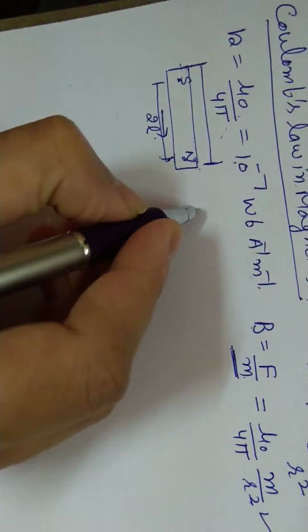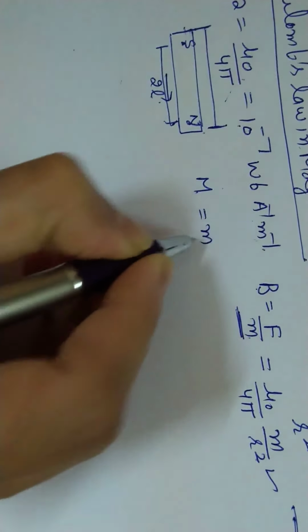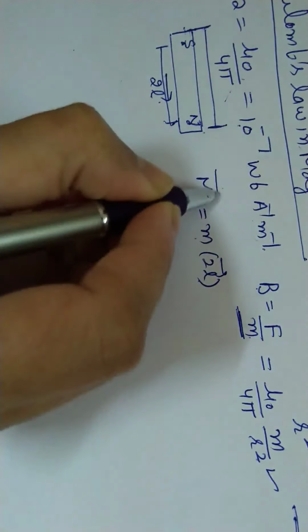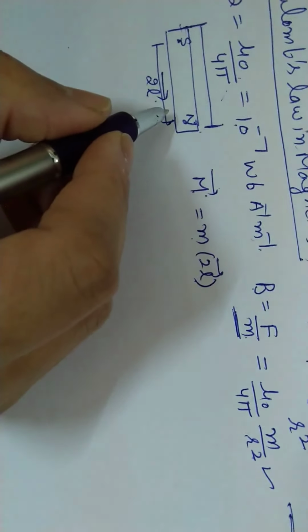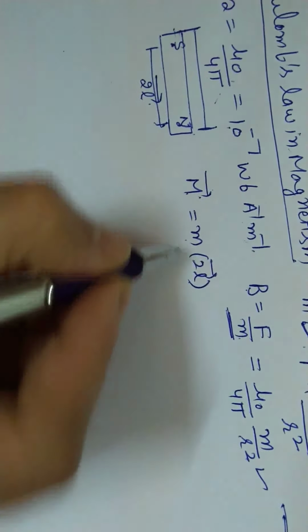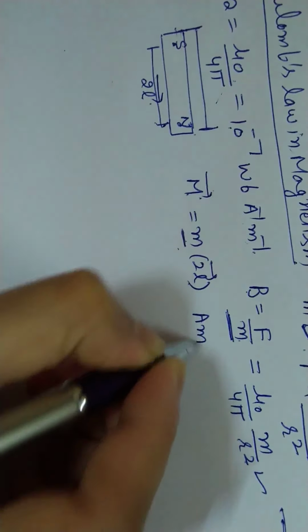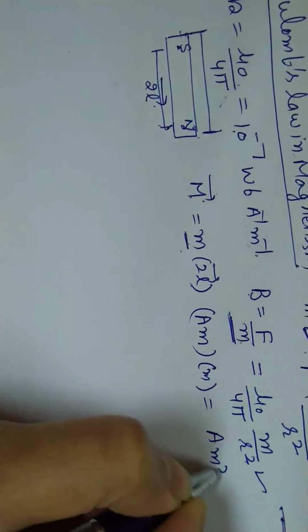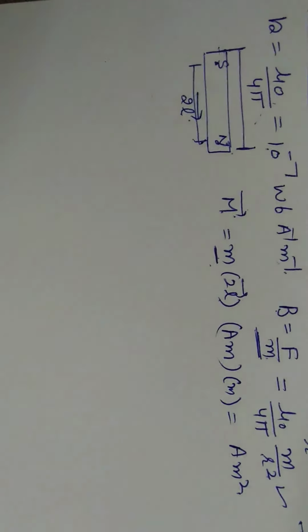And the magnetic dipole moment for a bar magnet is written as pole strength into dipole length, and it is again directed from south to north pole. The unit for m is ampere meter, and the length is meter, so its unit becomes ampere meter square. It is the unit for it.